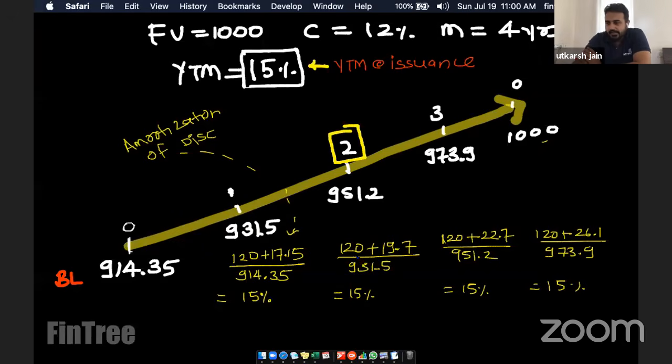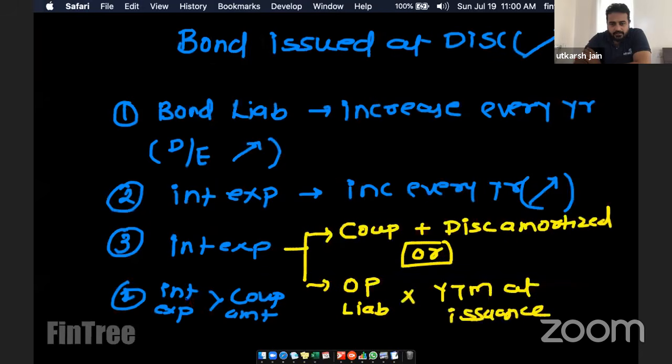Right? And it is true for each of the years. Interest expense is greater than the coupon amount. That's it. Straightforward.